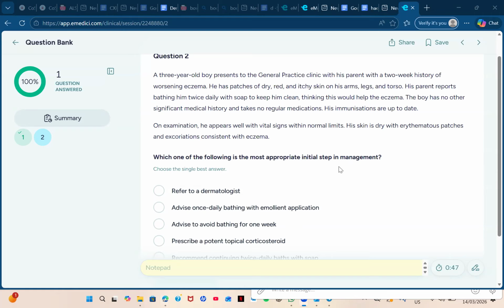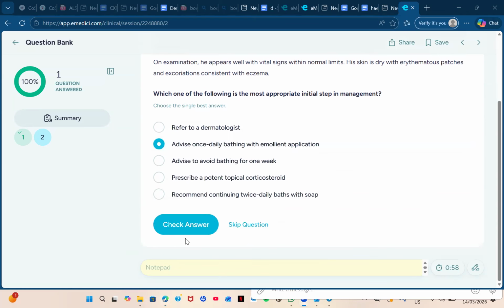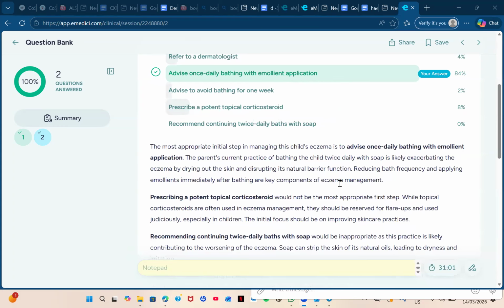So, which one of the following is the most appropriate initial step? So, what do you think, doctors? Let's see. Let's see if you are correct or not. Yes, you are correct. Good, doctors. I'm actually feeling good.